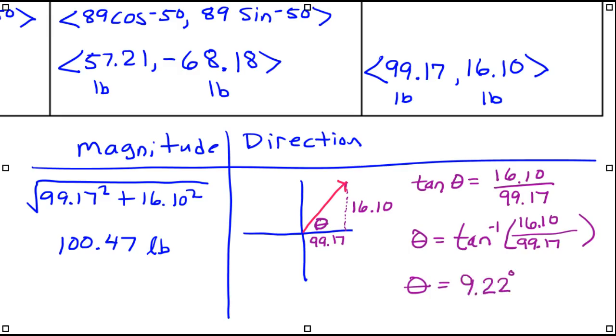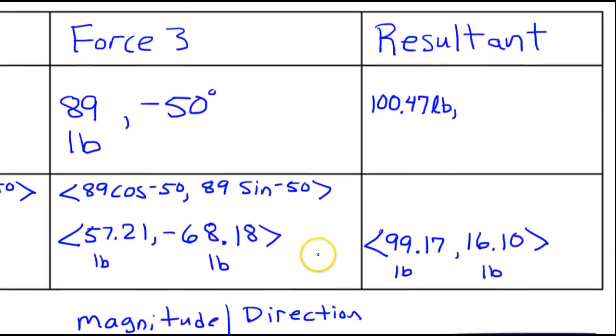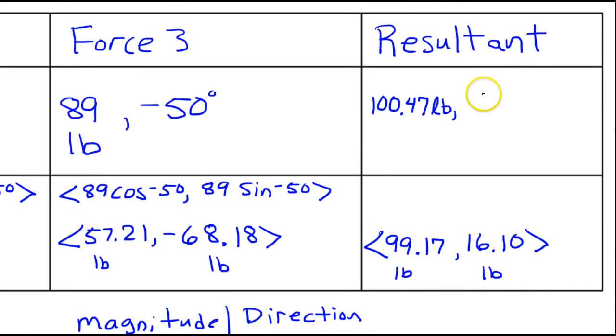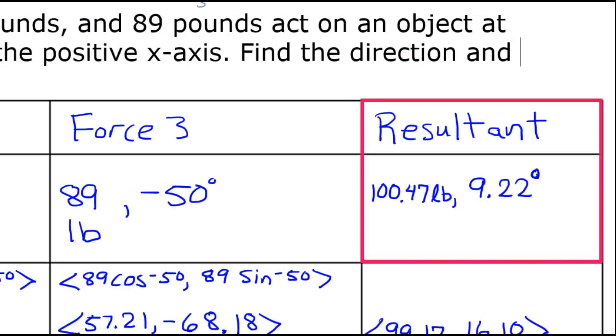Calculator. I'm getting 9.22 degrees. That's the direction. So let's go ahead and record that on our chart. 9.22 degrees. And that's it. That's the final answer, the magnitude and direction of the resultant vector. Let's put a box around it. All right, that's it.